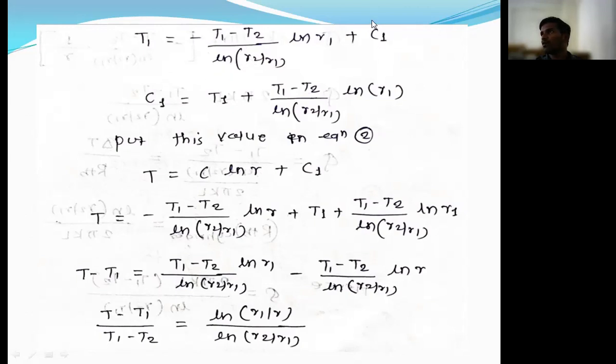Okay, our aim is to calculate the value of C1. So C1 as a subject. So whatever the terms are there, we have to take at one side. So therefore C1 is equal to what? C1 is equal to हे नेगेटिव्ह टर्म आहे, ह्या साइडला गेली तर काय होणार आहे ते पॉझिटिव्ह होणार आहे. सो therefore C1 is equal to T1 plus T1 minus T2 divided by ln of R2 by R1 into ln of R1.